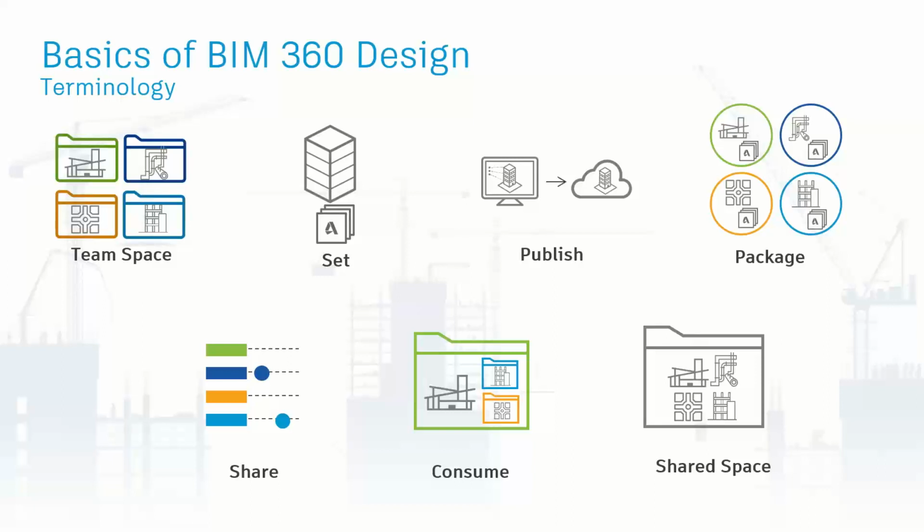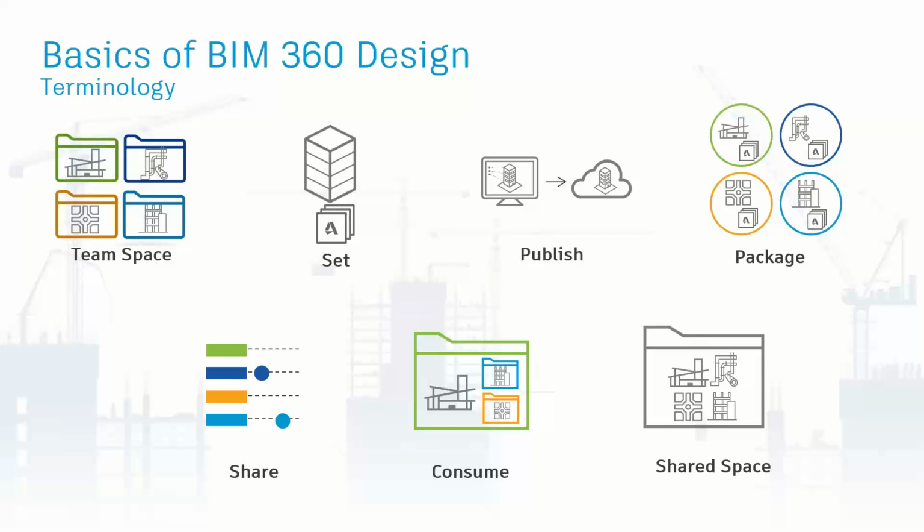So the first thing is a team space. To start working in BIM 360, we ask you to create a team folder or a team space for each one of the teams that will be working with you. One example could be by trades or disciplines. You can have a folder for your architect, your MEP engineer, or your structural engineer. In each one of these team spaces, the teams have their sets.